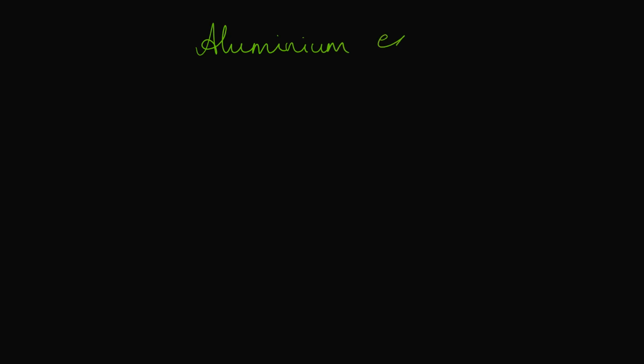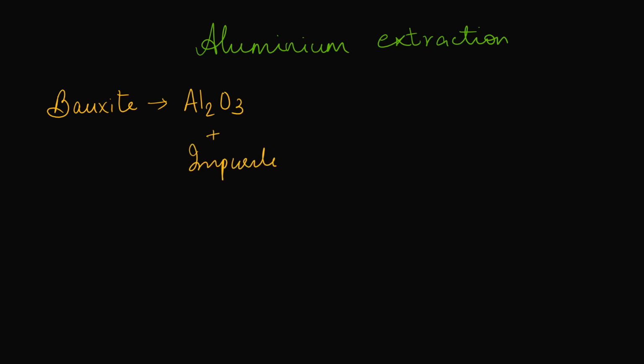Today's topic is aluminium extraction. Aluminium is extracted with the help of an ore called bauxite ore. So first of all, we know the ore of aluminium, which is the bauxite ore, and this bauxite ore is largely aluminium oxide. Okay, but it also contains some impurities.